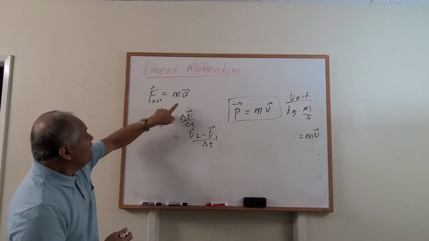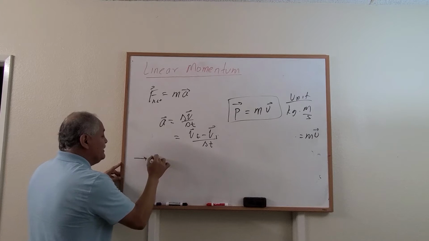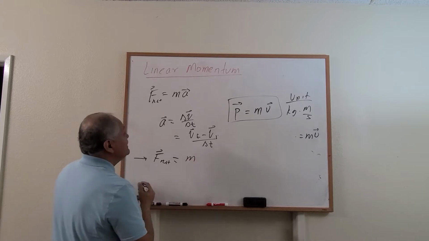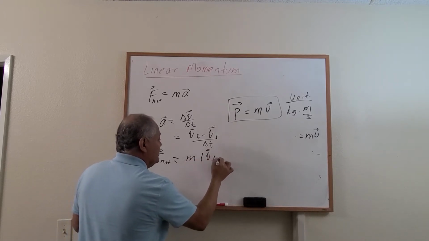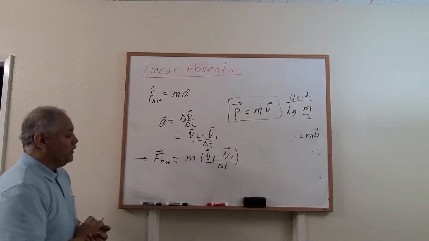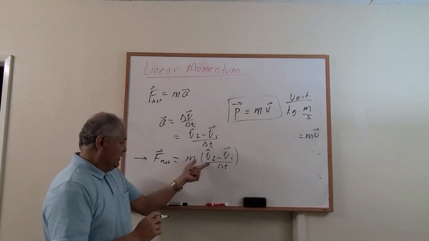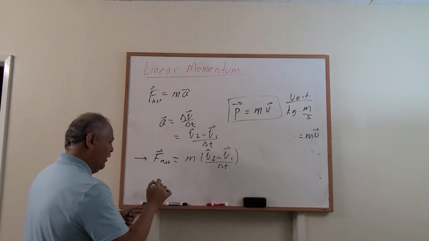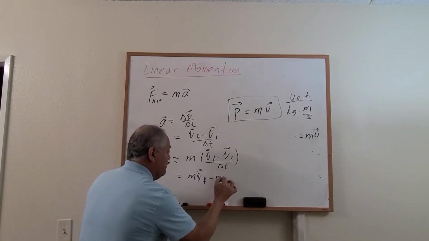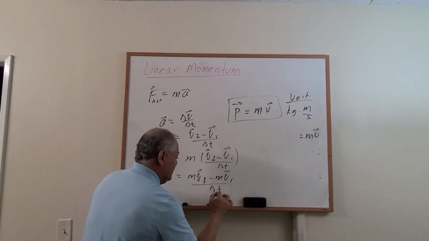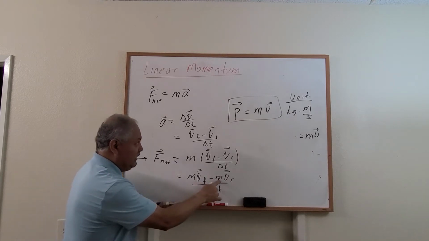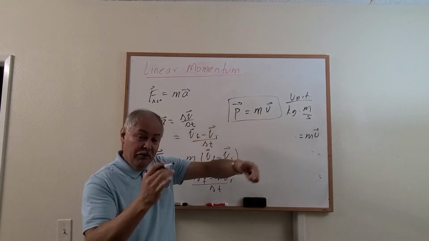Let's substitute this value right here. And then what do we have? We have that the net force equals mass times the final velocity minus the initial velocity, divided by time. When we multiply these quantities, this becomes mass times final velocity minus mass times initial velocity, divided by the time. But what is this quantity? Well, this is just momentum, linear momentum.